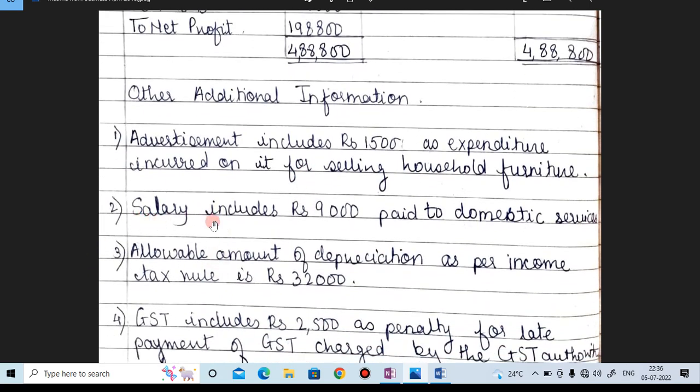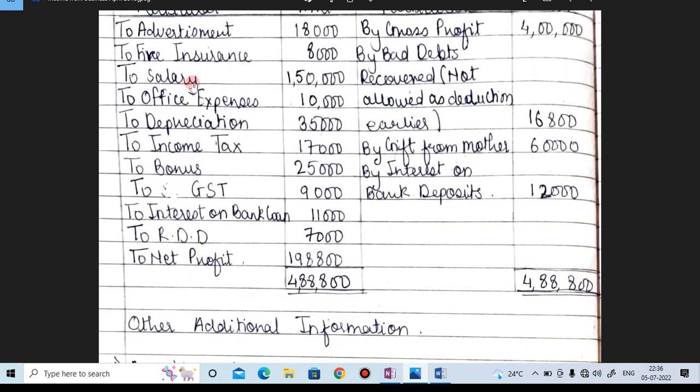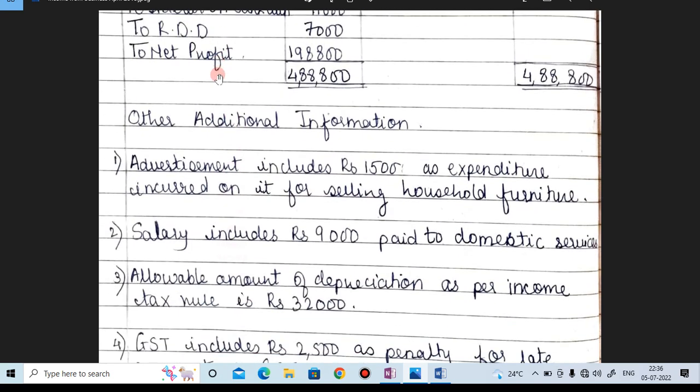Then is salary. Salary includes 9,000 paid to domestic services. So salary is given, salary is 1,50,000. The 1,50,000 includes 9,000 salary which is paid for domestic services.